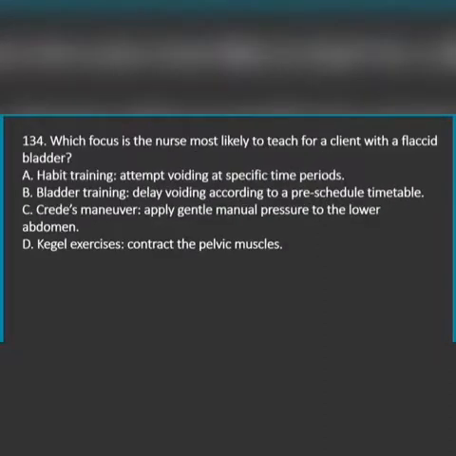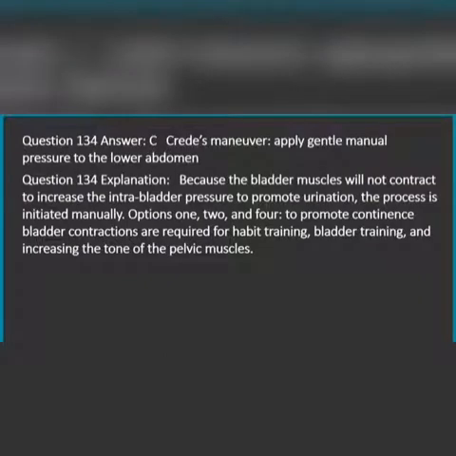Question 134. Which focus is the nurse most likely to teach for a client with a flaccid bladder? A. Habit training, attempt voiding at specific time periods. B. Bladder training, delay voiding according to a pre-scheduled timetable. C. Credé's maneuver, apply gentle manual pressure to the lower abdomen. D. Kegel exercises, contract the pelvic muscles. Question 134. Answer: C. Credé's maneuver, apply gentle manual pressure to the lower abdomen.